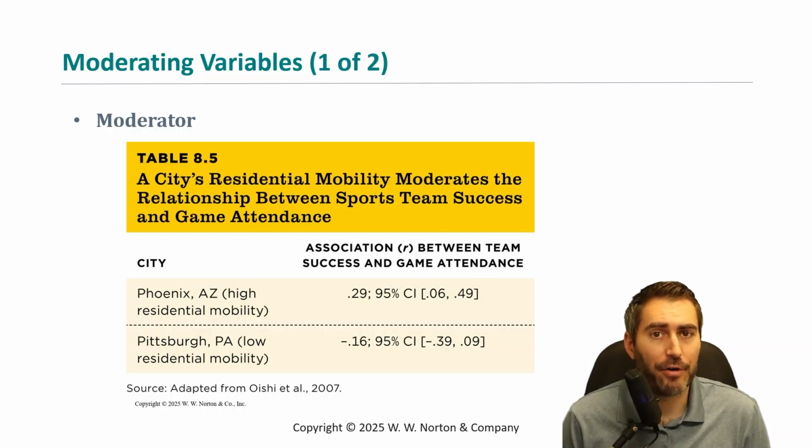is called a moderator. For example, let's consider a study on the correlation between professional sports games attendance and the success of the team. Using data gathered over many Major League Baseball seasons, it was determined that in cities with high residential mobility, there was a positive correlation between success and attendance, indicating a fair weather fan base. In cities with low residential mobility, there was not a significant correlation between success and attendance. We say then that the degree of residential mobility moderates the relationship between success and attendance.